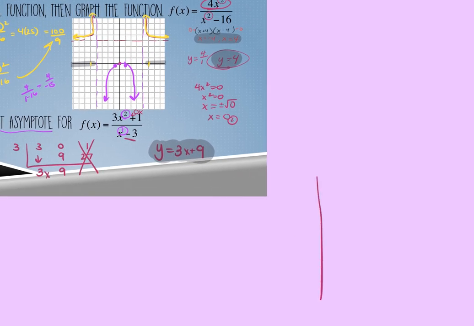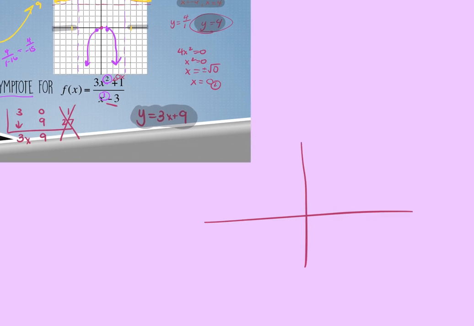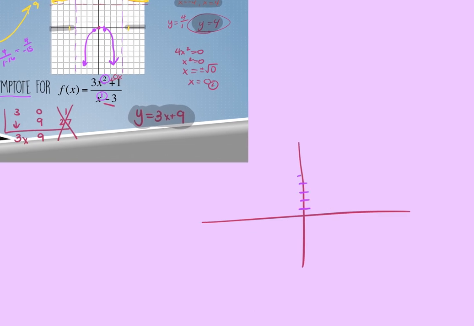So let's say I went further with that, and let's say you wanted to actually graph it. If I wanted to graph 3x plus 9, I'd go up to 9. I'd plot my y-intercept. I'd go up 3 and to the right one, or down 3 and to the left one. And I'd draw my slant asymptote. I have a vertical asymptote this time because there's a term still on the bottom. So I would have a vertical asymptote at x equals 3. I'd plot my vertical asymptote.